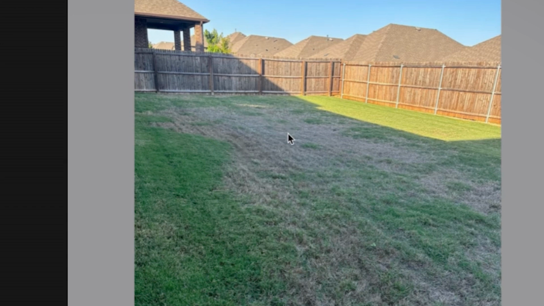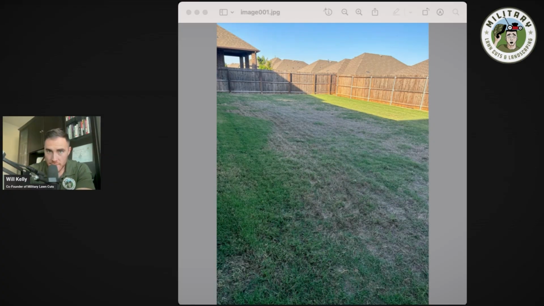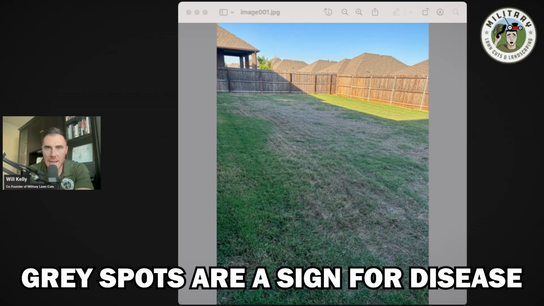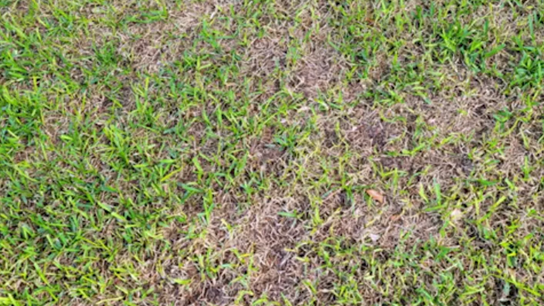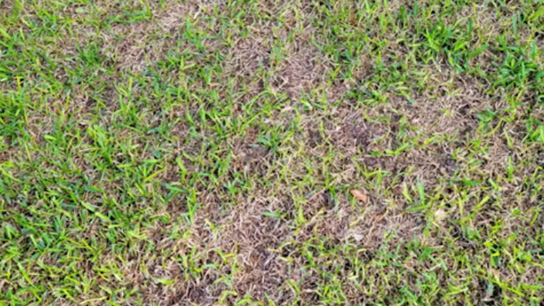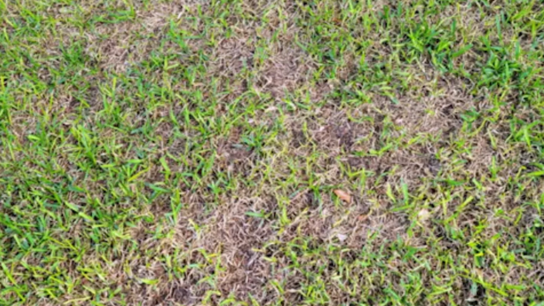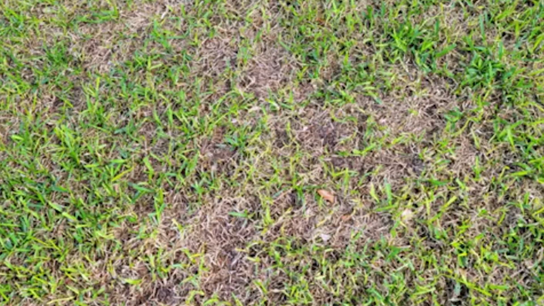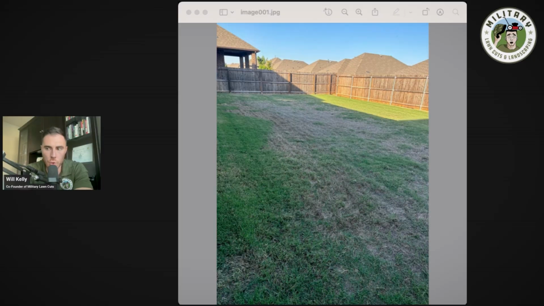Now this area back here was gray. The blades and the roots turned gray. When you see grayness, this is a telltale sign of disease. I identified this, talked to the customer and said, look, this area is pretty stressed. This area has now turned to a disease. If the grass is stressed out for too long, this is what causes and leads to disease.